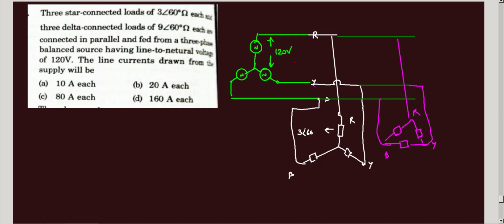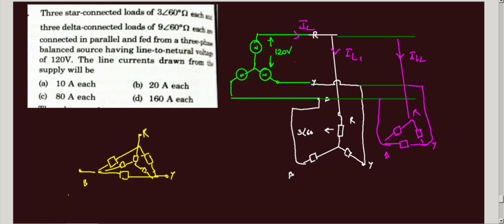Now what have they asked? The line currents drawn from the supply. So I want the line current drawn from the supply. This line current will split here, IL1 and this is IL2. If I convert this delta connected load into an equivalent star, this is R and this is Y and this is B, then my matter is simple.